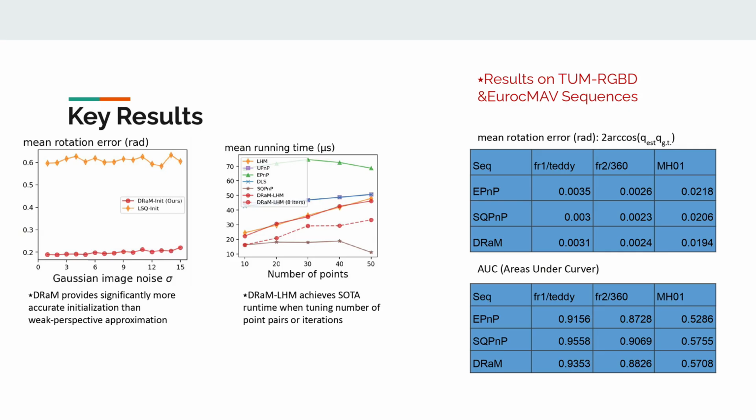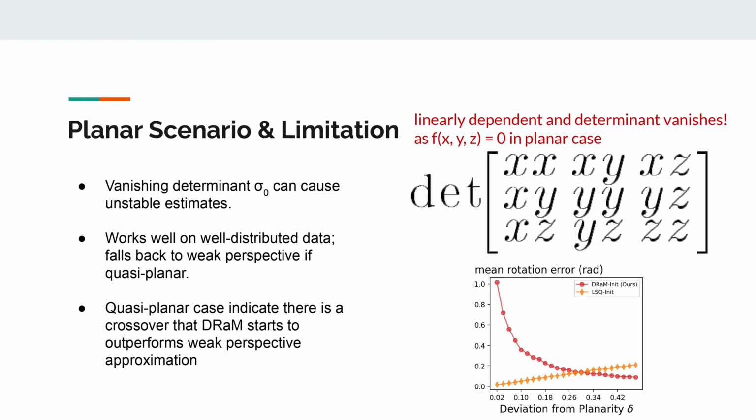Both the number of points and the number of iterations can be tuned flexibly without sacrificing accuracy, remaining comparable to state-of-the-art methods like SQPnP. The tables on the right demonstrate that our method also performs strongly on real-world datasets, including TUM-RGBD and EuRoC MAV. At the last part, it is worth mentioning a key limitation of DRaM.